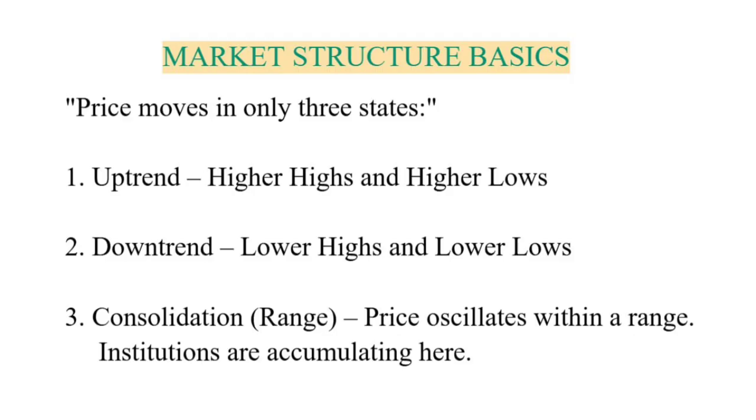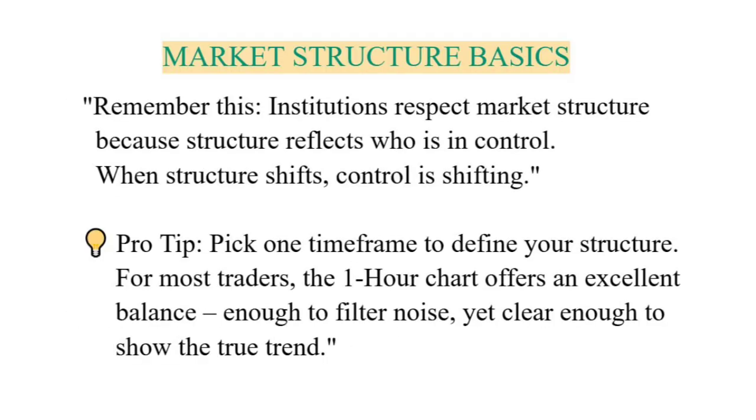Part 2. Market Structure Basics. Before we get into BOS and CHOCH, we need to nail down market structure. Price moves in only three states. 1. Uptrend, higher highs and higher lows. 2. Downtrend, lower highs and lower lows. 3. Consolidation, range. Price oscillates within a range. Institutions are accumulating here. Remember this.